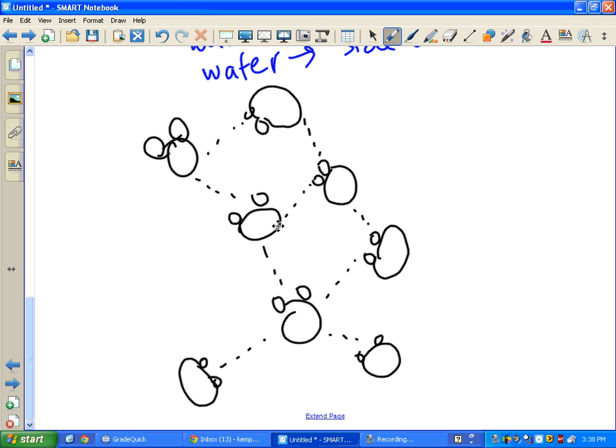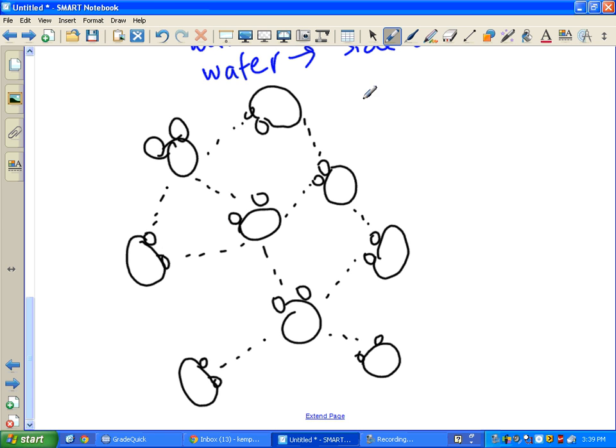they have to arrange in a pattern like this, where they're kind of in diamonds or squares, because the partial positive ends want to be next to a partial negative end, and vice versa. So if this water was turned around to where the negative was right here, it would space out. So as this water freezes, what happens is it ends up spreading out because of the hydrogen bonds.